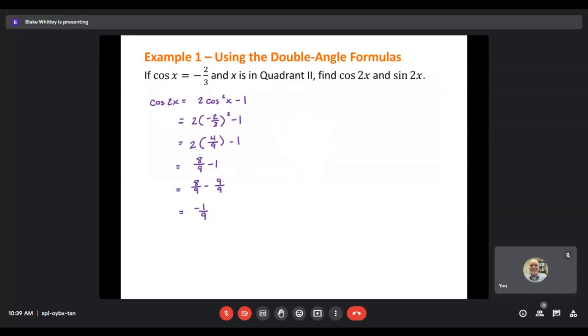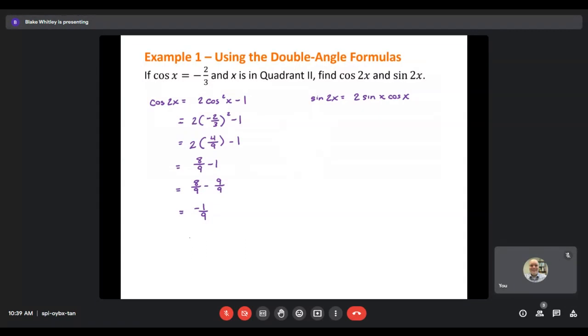All right, now let's look at sine of 2x. Now with sine, we only have one option for that formula, right? So that one is 2 sine x cosine x. Well, in this case, that means I need to find sine because I only know cosine here. So the way I'm going to do this, I'm actually going to draw a triangle that's going to help us to figure out what the sine value is going to be.